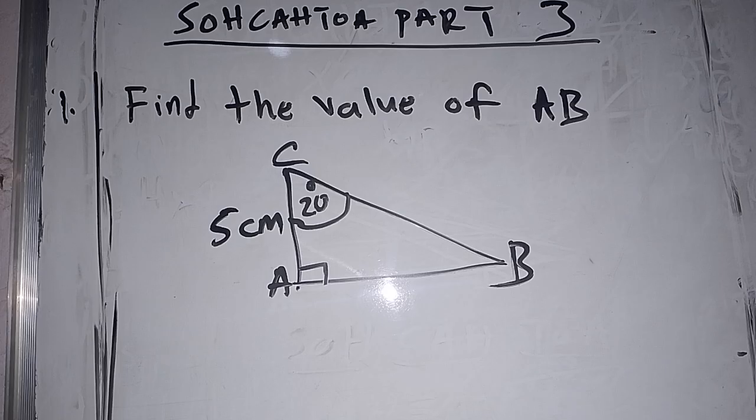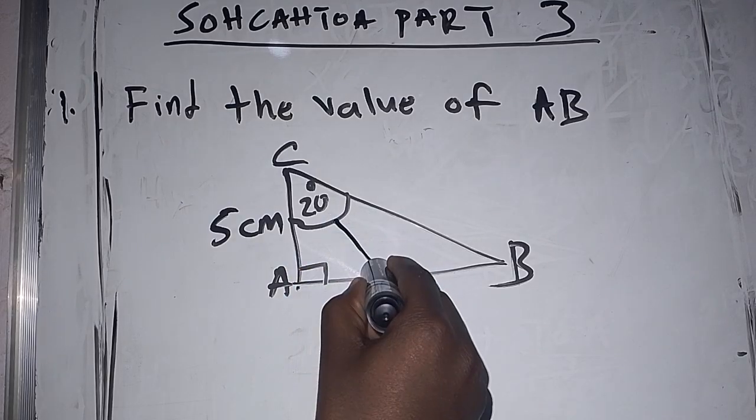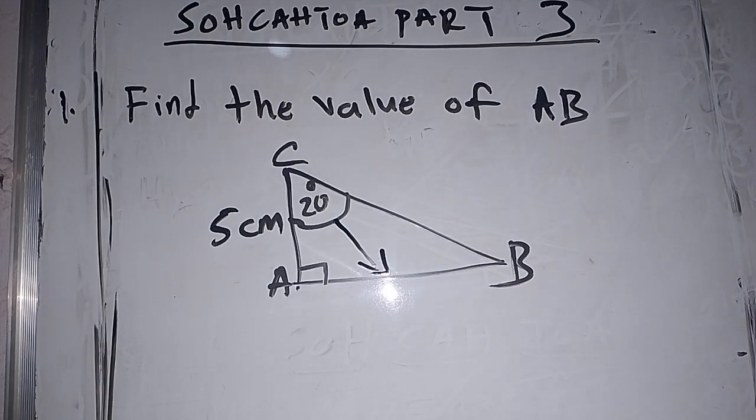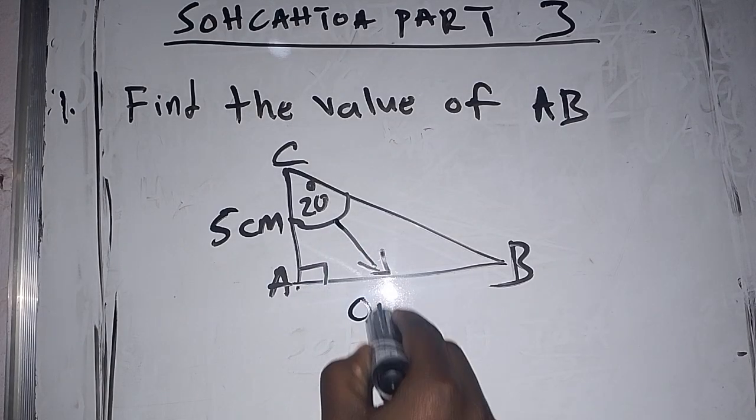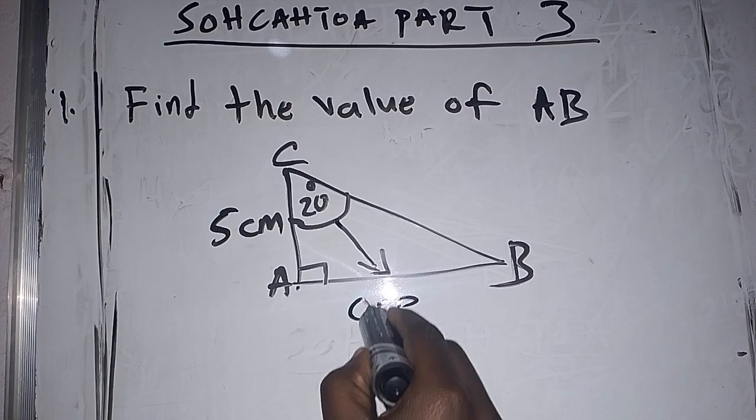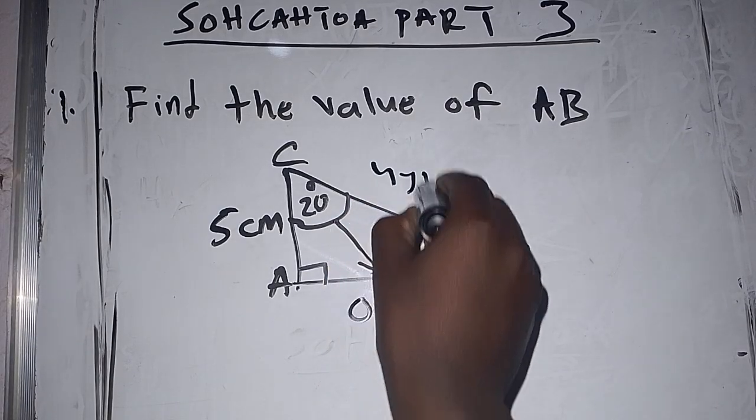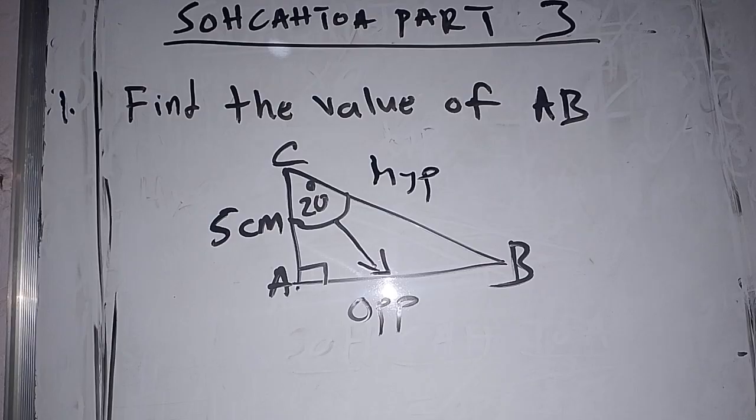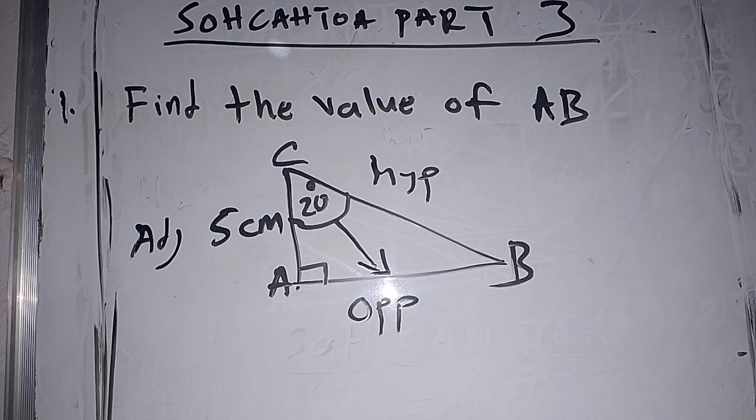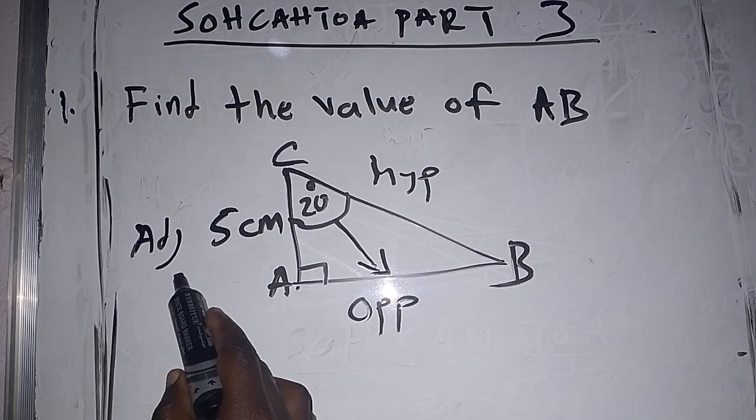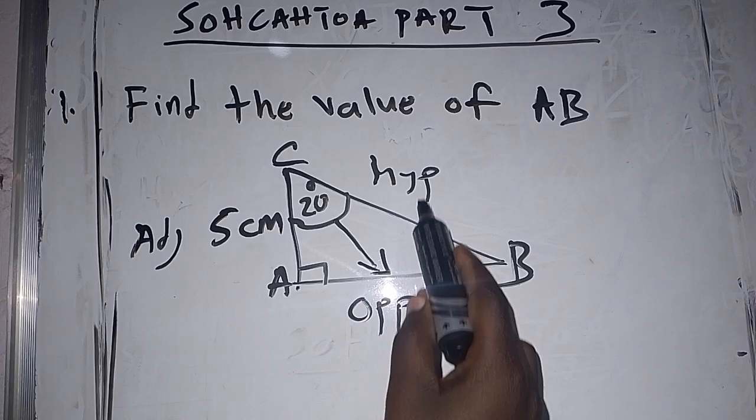To do this, first of all, we have to know which one is our opposite. Where this theta is facing is always the opposite, and the slanting side is always the hypotenuse, meaning that this side will be our adjacent. Now, we know our adjacent, our opposite, and our hypotenuse.